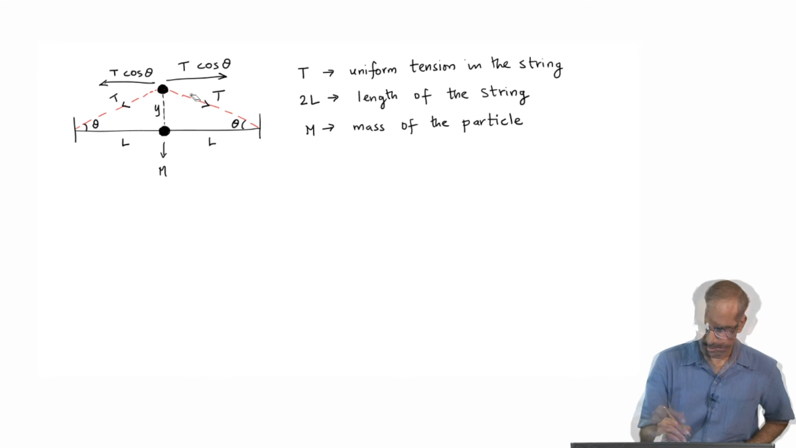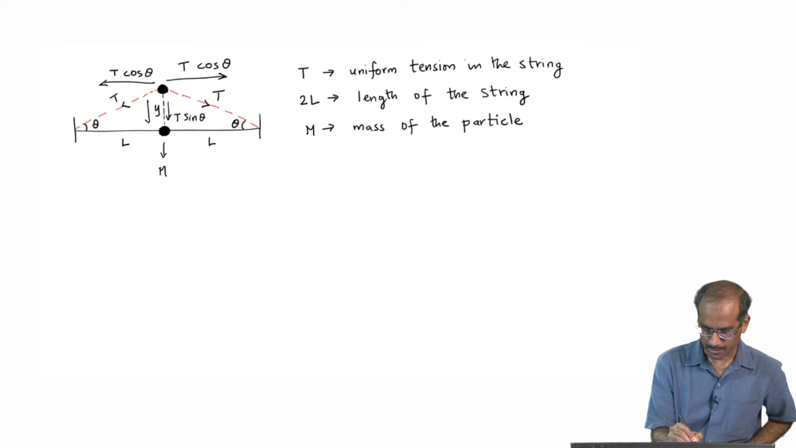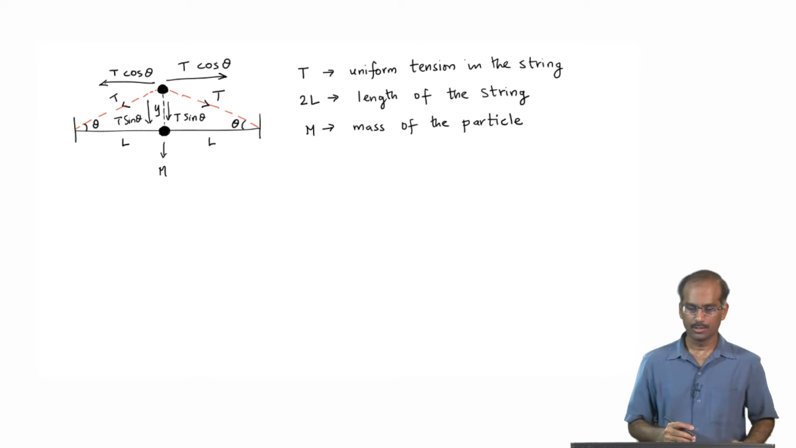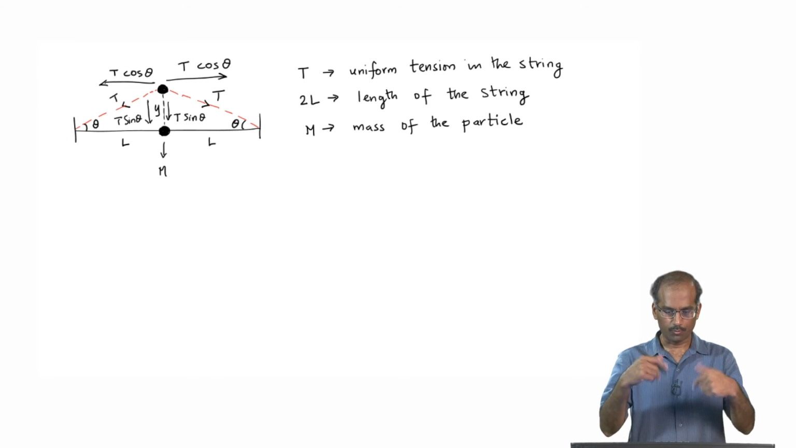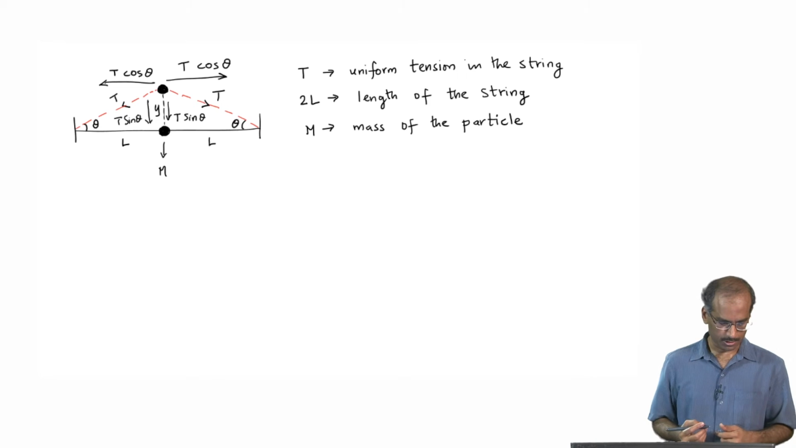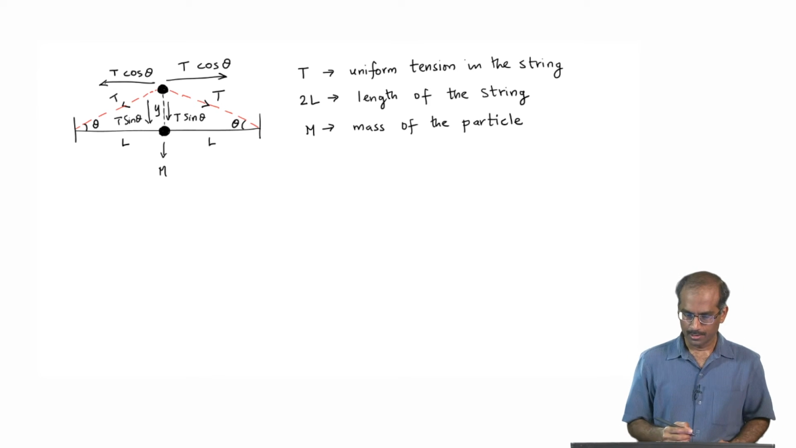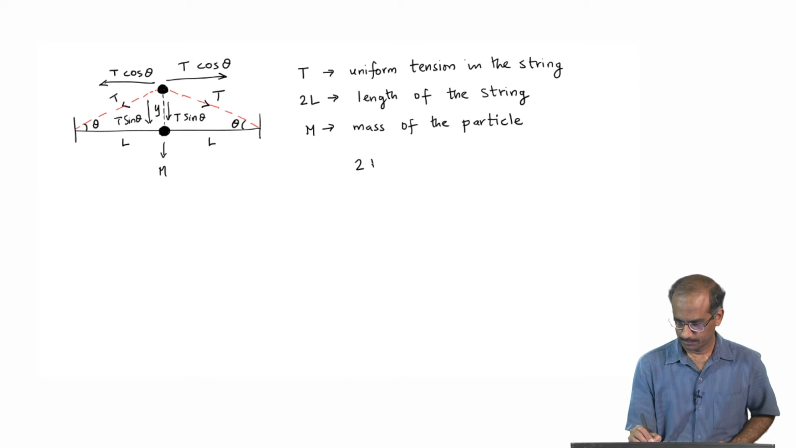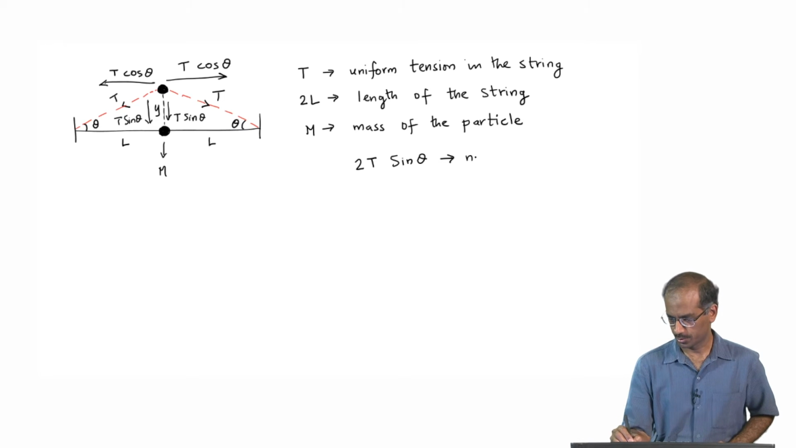Okay. Now, what about the component of tension along the vertical? So, due to this side there will be a T sin theta here and another T sin theta from this side. Okay. So, the net downward force due to tension is 2 T sin theta. So, this is the net restoring force.